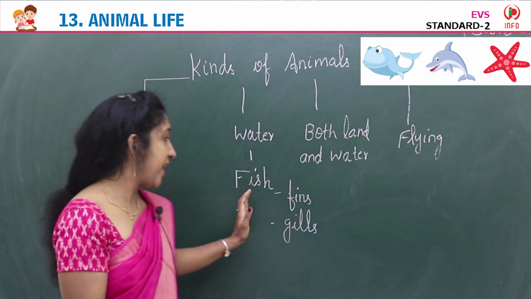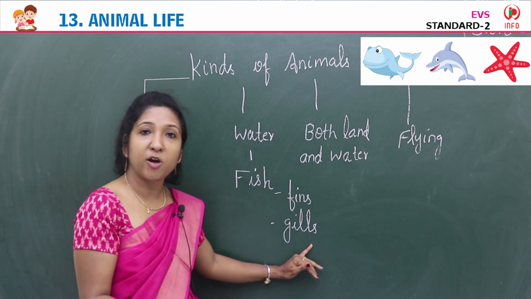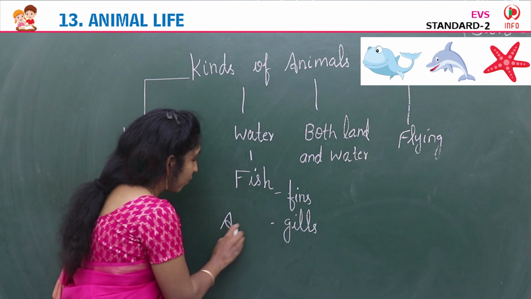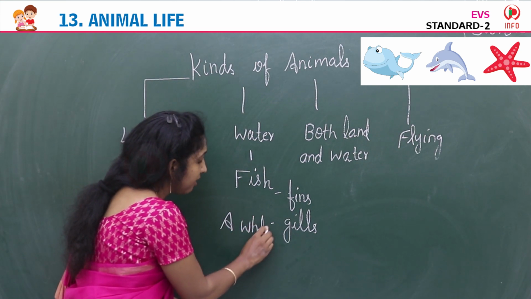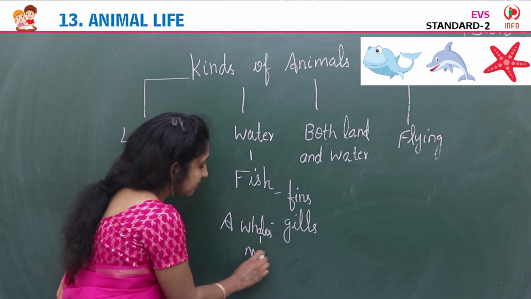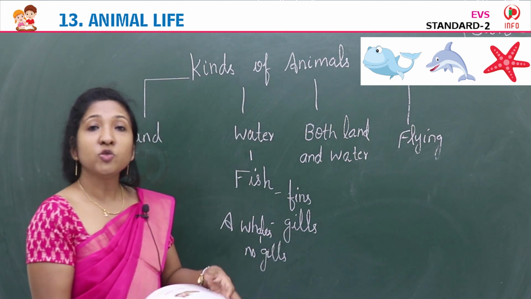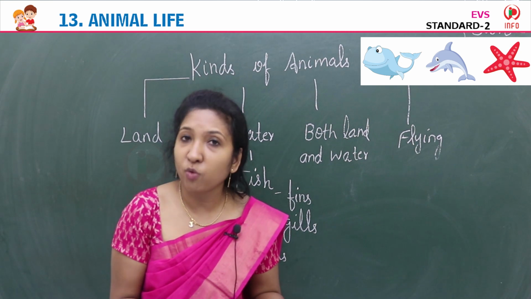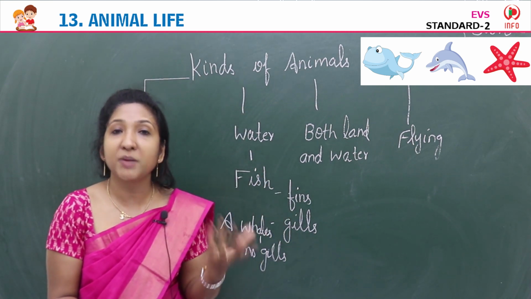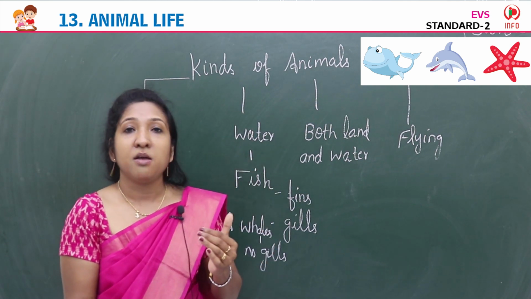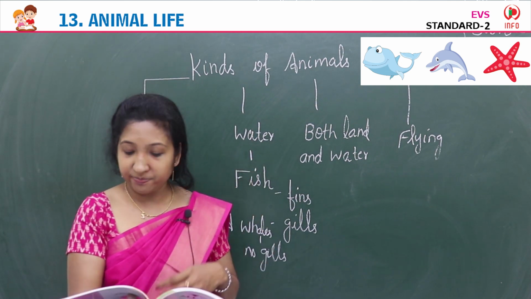Underwater, fishes can breathe because it has gills in the body, but a whale has no gills. Because it has no gills, it comes up to breathe. It cannot breathe underwater. Gills help the fish to breathe underwater. Whale has no gills, so it comes up above the water to breathe.